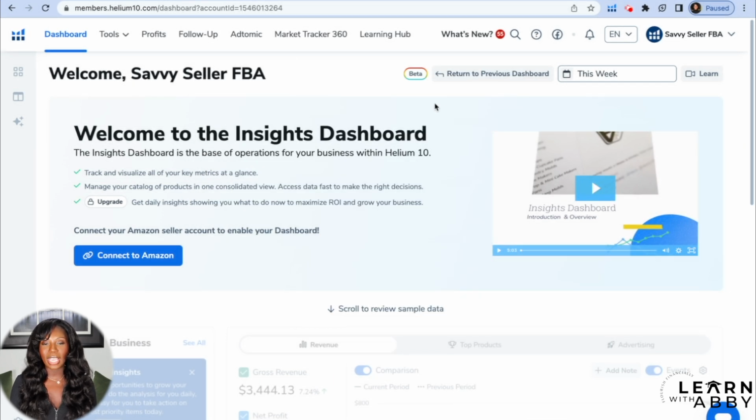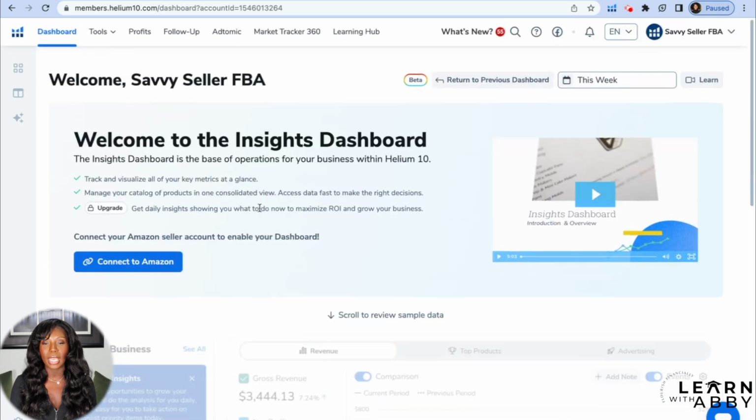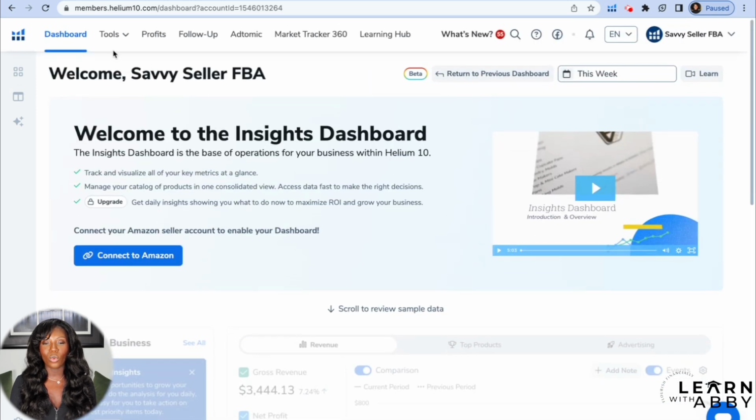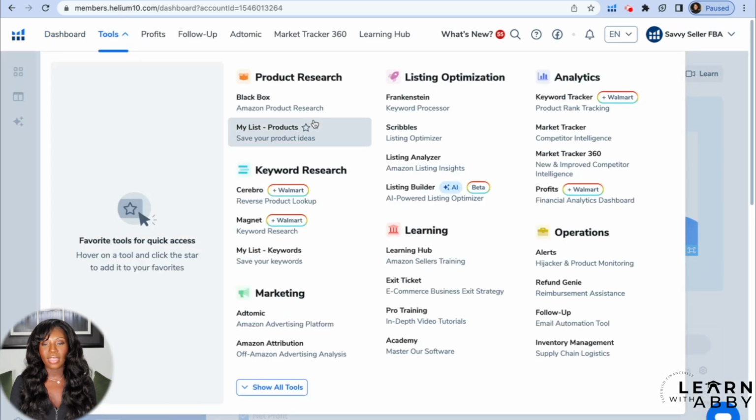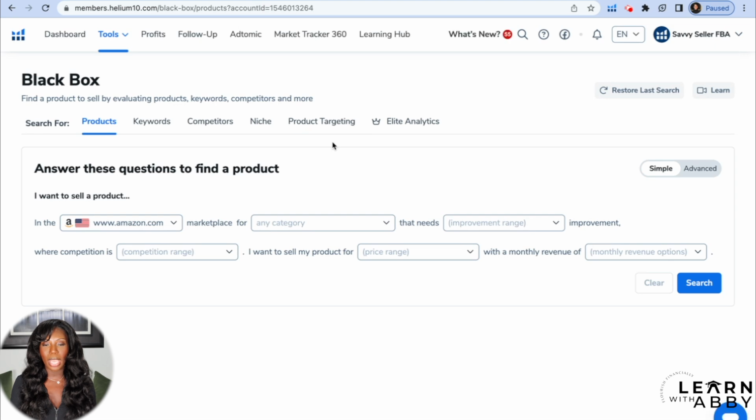Now, once you log in, you are going to be taken to the dashboard, and this is what it looks like right here. You can connect your Amazon account if you would like. It is not necessary to do that right when you get started, so you can ignore it for now. What I'm gonna do is just go over to the Tools tab right here at the top, and I'm gonna click on that, and then I'm going to click on Black Box. That is the product research tool that we're gonna be using today. So I will click on Black Box and this is what I will see.